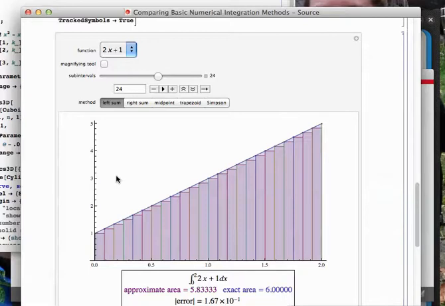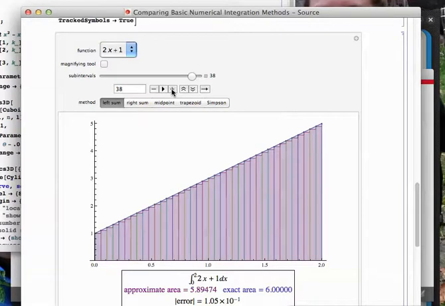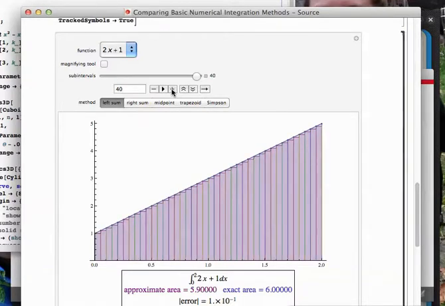But a rectangle is still easier to do than a triangle. So 26, 28, and I go all the way up to 30. Or 38, I can go all the way to 40 here. And now I've got very little area. I've got 5.9 as my approximate area, all the way up to 6, which is my exact area, right?